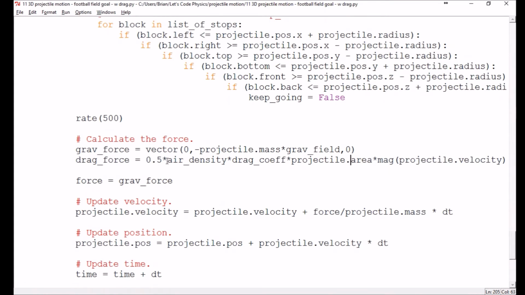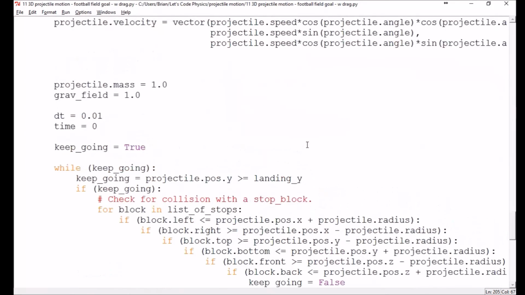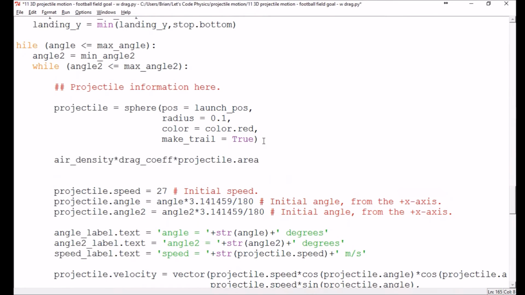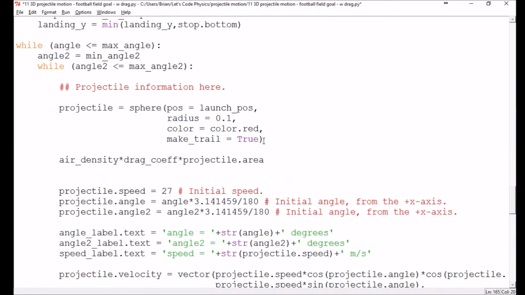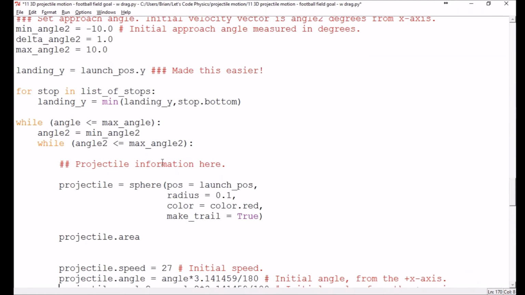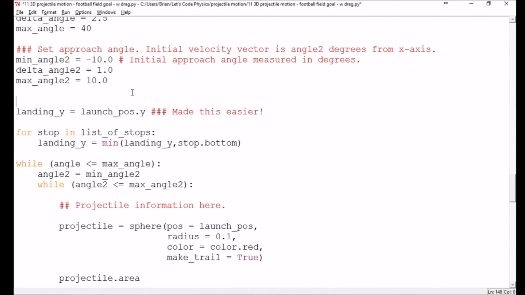Projectile dot area. There we go. That way it's tied to the projectile object, just in case I ever need to change something. It's all tied to the same object. So let's see. We start putting in the projectile information here, and I copied that little snippet of code so that I would make sure that I had all the names the same, rather than have you watch me go on a wild goose chase to find all of the different stuff that I called these things.